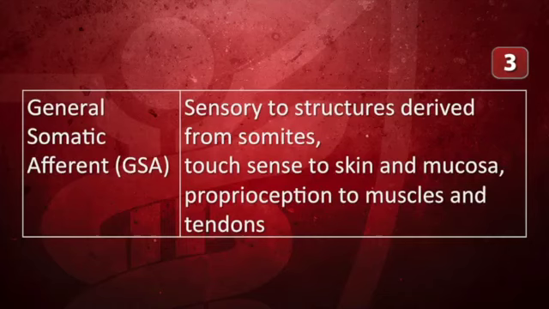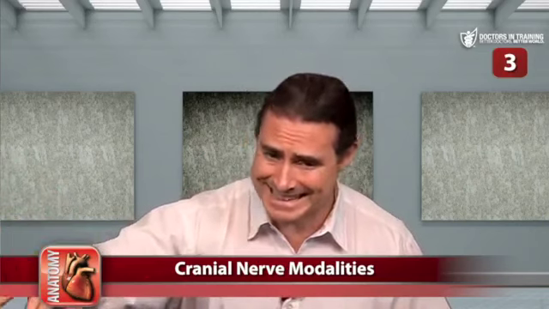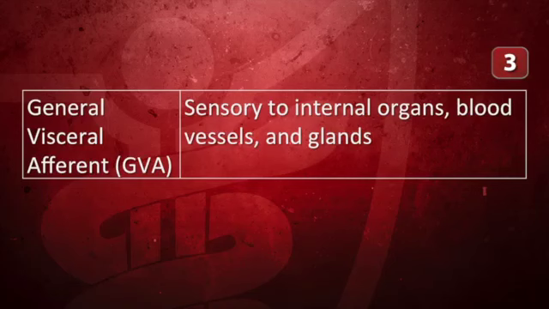General somatic afferent. Sensory to structures derived from the somites. Touch sense to skin and mucosa, and proprioception to muscles and tendons. Through proprioception, changes in joint position may be sensed through stretch receptors in the muscles and tendons and result in appropriate changes in muscle contraction. General visceral afferent. Sensory to internal organs, blood vessels, and glands. In other words, sensory to the viscera.